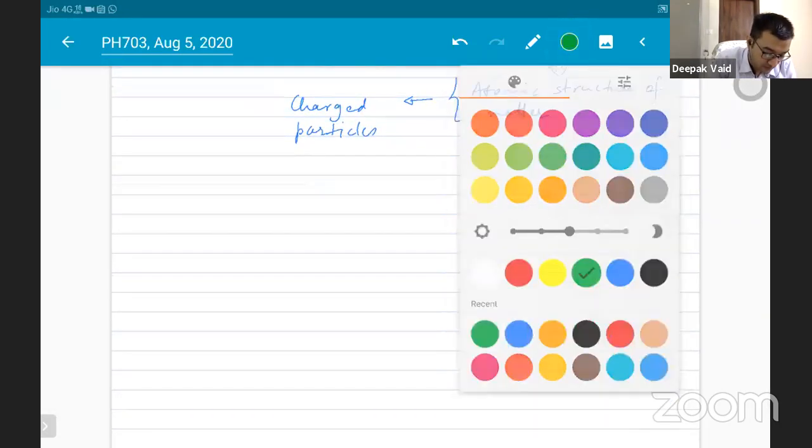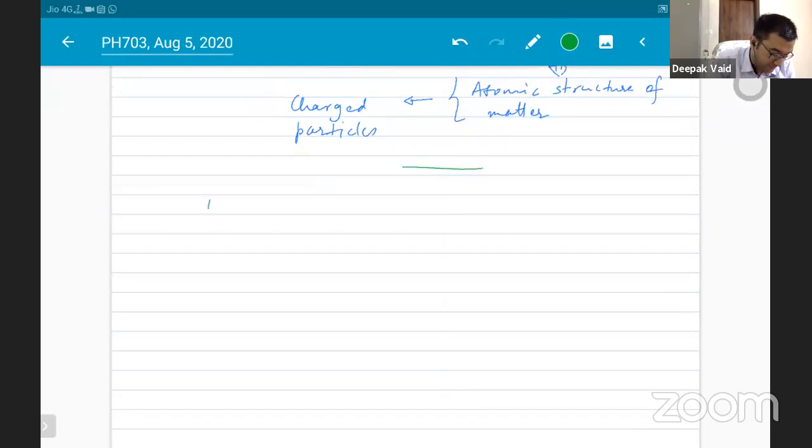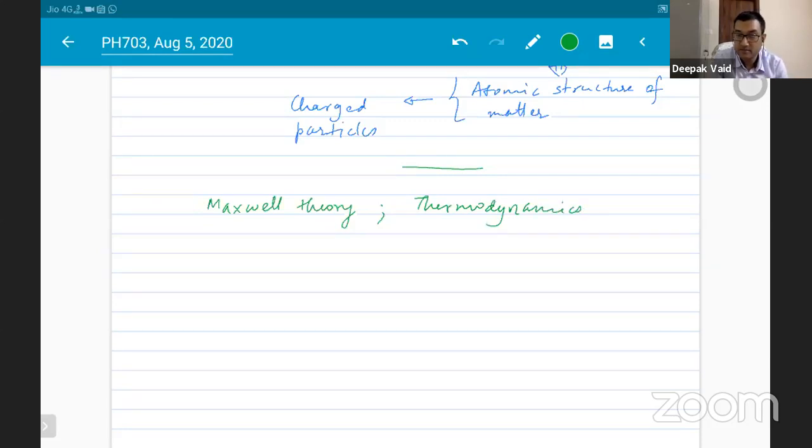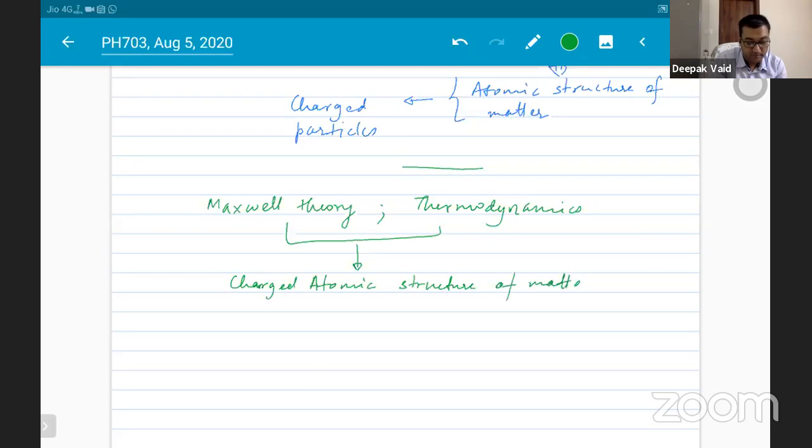So now what we have is Maxwell theory, which tells us that light is a wave. Then we have thermodynamics, which tells us that matter consists of atomic particles. And when you combine both of these together, they tell you that matter consists of charged particles, which are very small charged atomic structure of matter, right?